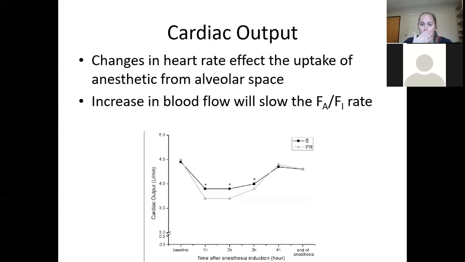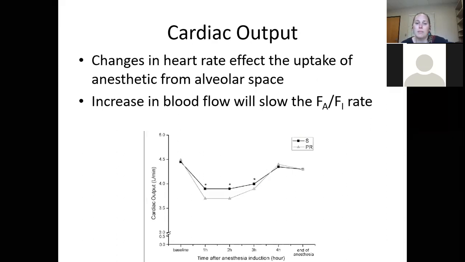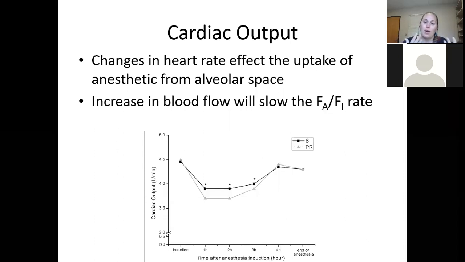Okay, so as we're talking about inhaled anesthetics, just recognize that when these substances are being inhaled, there is going to be a changed heart rate. The increase in blood flow will lead to a shifting of the FA to FI rate, but also recognize that the heart rate is going to influence respiratory rate and the uptake of the anesthetic from the alveolar space. So there's definitely a close interaction between cardiac function and these inhaled anesthetics.